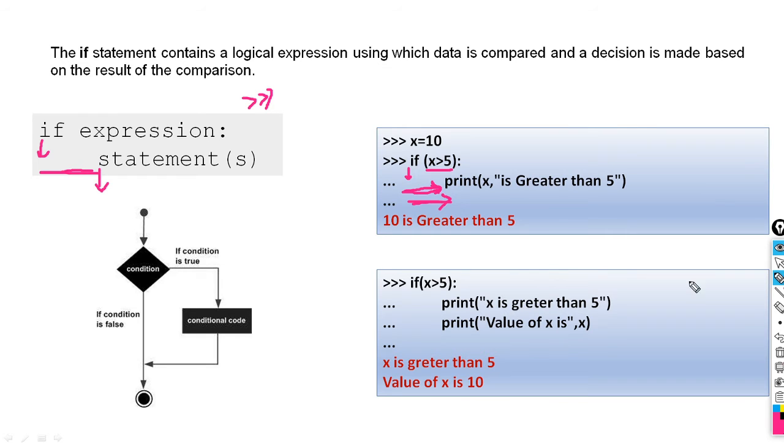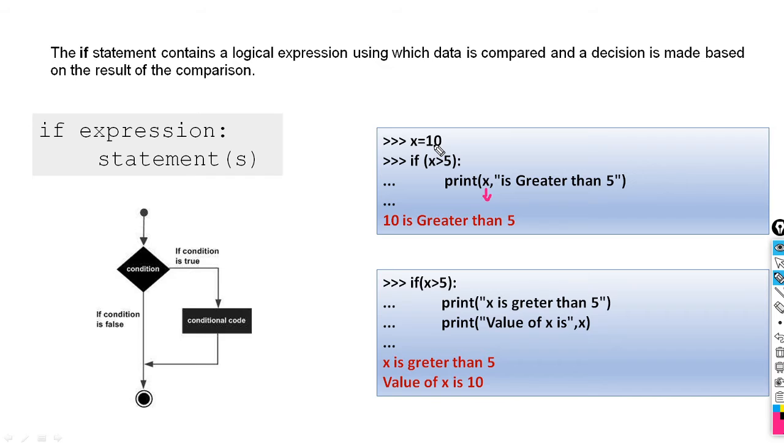So this is an example of how we can write it. This is the Python prompt, x is equal to 10. So if x greater than 5, this is the conditional expression, a colon is there according to the syntax, and this statement is inside the if. Take it by using tab: print x is greater than 5. It prints the value of x and then it prints the text is greater than 5.